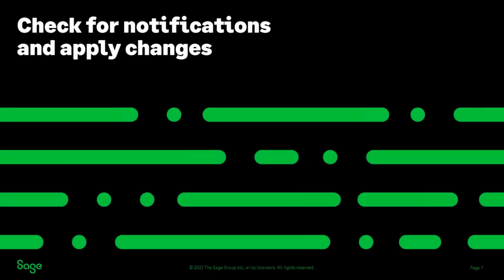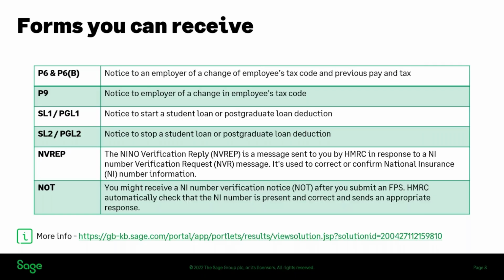So now that we've got it set up, we're at a position where we can check for notifications and, where required, apply the changes. And I'm just going to run through a list of the different forms that you can receive within the IR Secure Mailbox in your software. So the first two are tax code notifications. P6 forms is a notice for an employer to change an employee's tax code, and often also includes previous pay and tax. So you typically receive a P6 notice during the tax year, and it's often for employees that came to you as a new starter but didn't have a P45 at the time.